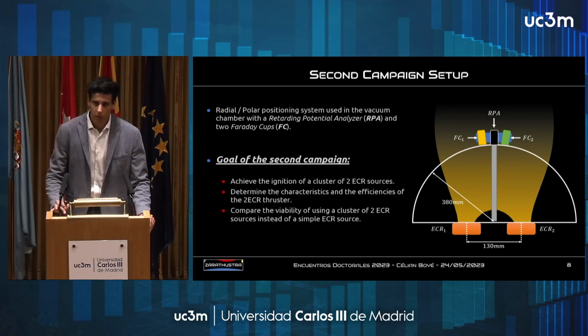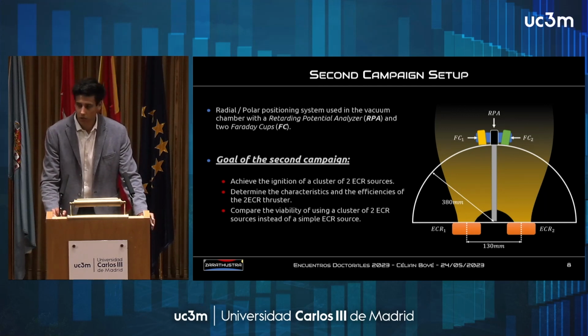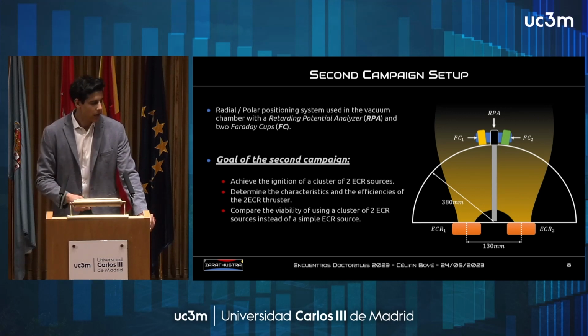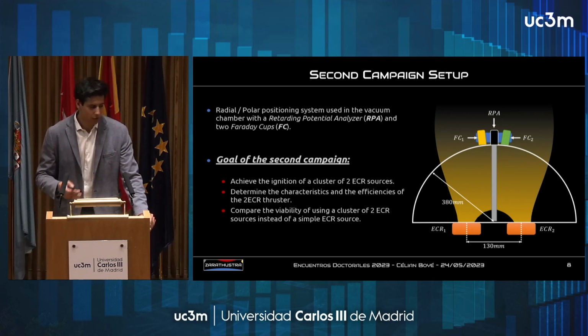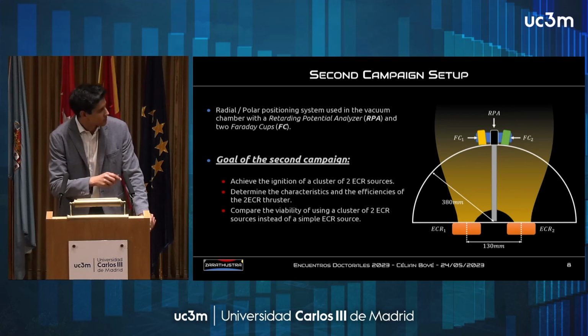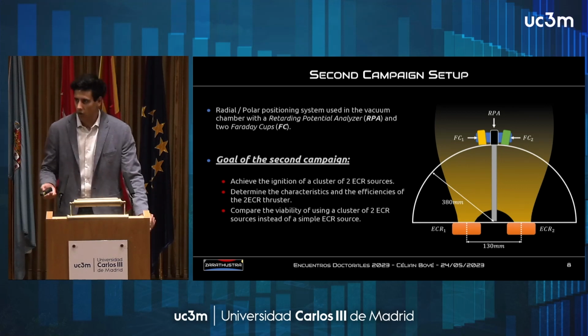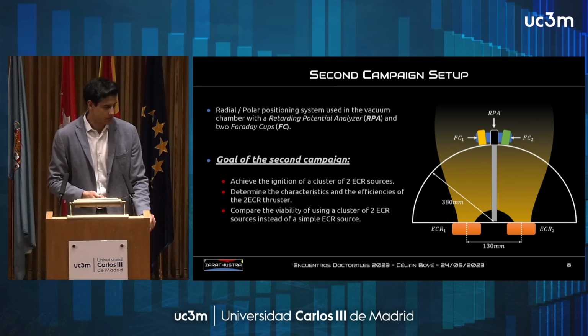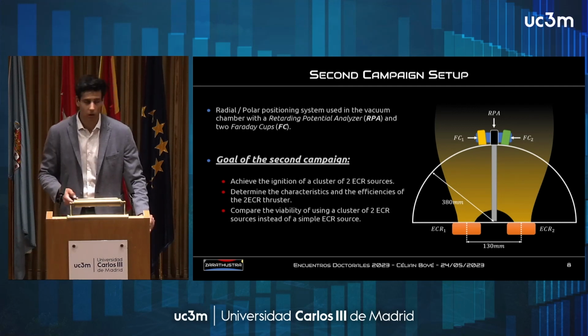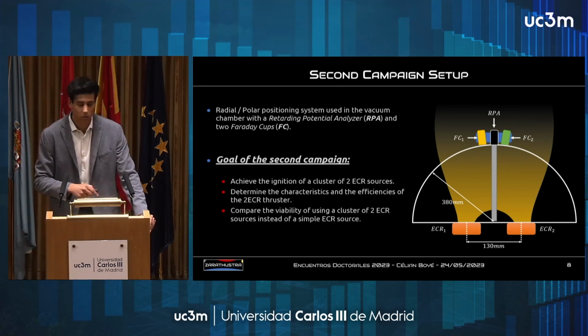The goal of this campaign was to achieve the ignition of a cluster of two ECR sources, which hasn't been done before anywhere, and also we wanted to determine the characteristics of the plasma expanding outside of the thruster, and to analyze the efficiencies of the thruster itself. We also want to compare the variability of having two ECR thrusters in a cluster against having just one source, so one single thruster.